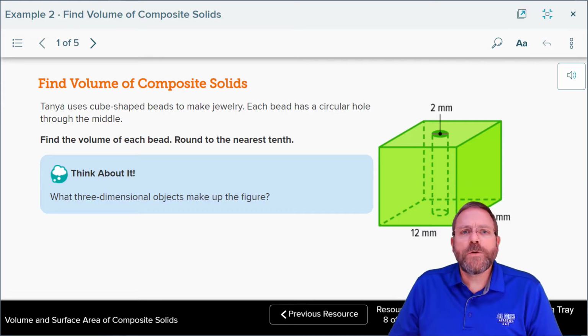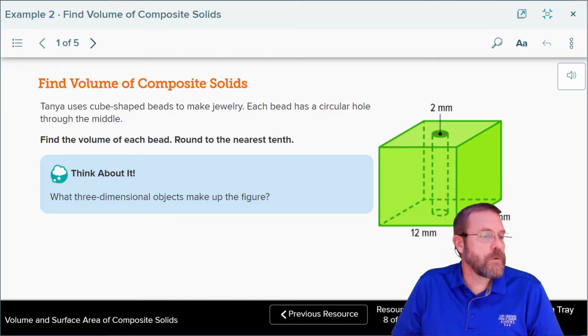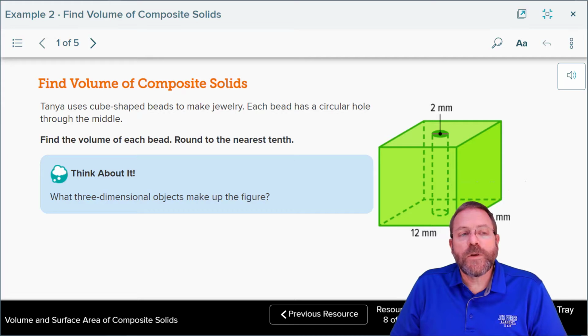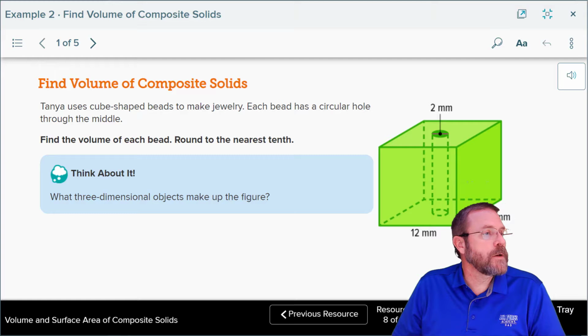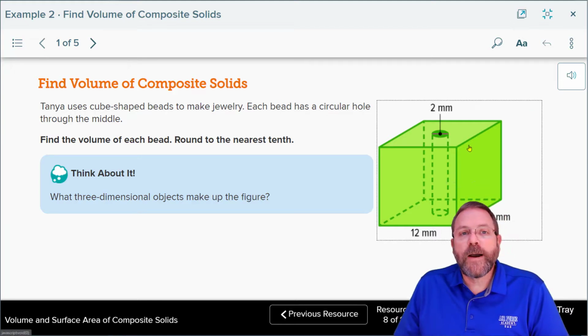Welcome back to part 2 of Module 12, Lesson 9, where we're continuing our study on volume and surface area of composite figures. Now this time we're working a little different. This time it's going to have some subtraction because Tanya uses cube-shaped beads in order to make jewelry. Each bead has a circular hole in the middle and they want to find the volume of the bead. So this one's not that bad.